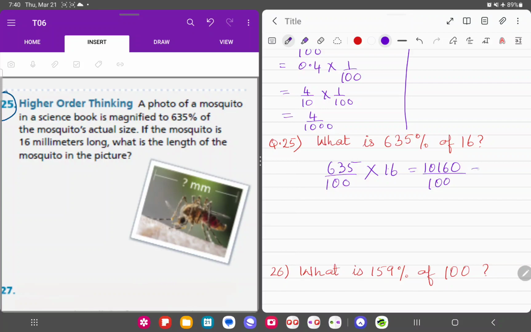10,160 divided by 100 will give you, let me do it here, I will write 10160, and the decimal will jump from here 2 digits to the left because you are dividing. When you multiply, it will jump to the right. So here 1, 2. So my answer is 101.6. Okay, and it was 1 meter long, so I will add the units, which is mm, meaning millimeter.